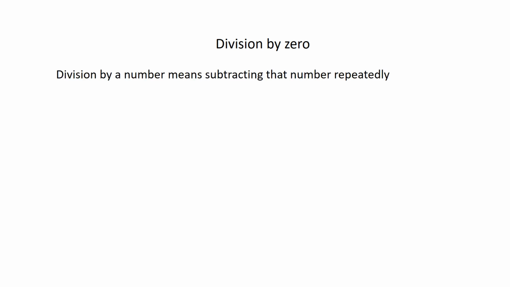How do we divide by 0? Before dividing by 0, well, let us see how do we divide any other number. Now, division by a number means subtracting that number repeatedly. For example, let us find 8 divided by 2. Now, how are we going to do this 8 divided by 2? We are going to subtract continuously 2 from 8.